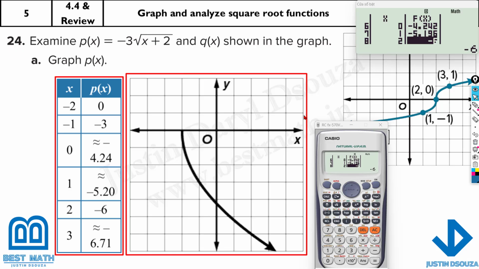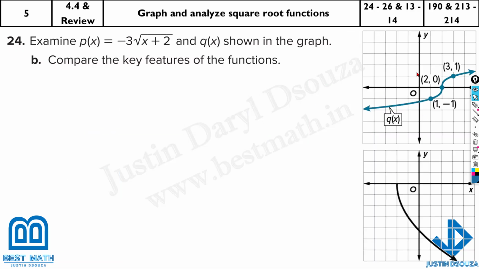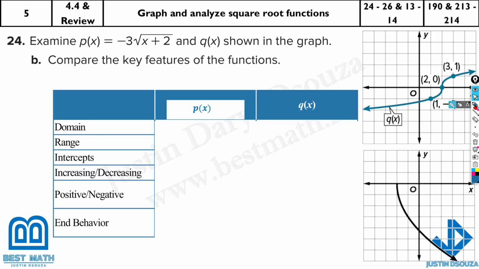The next part is comparing. Now let's compare these two graphs. Let's look at these two graphs here. And these are a few things you must remember. Some basic things. What is it? Domain. It's very important. Range. Then what are the intercepts? You can write x-intercept and y-intercept.